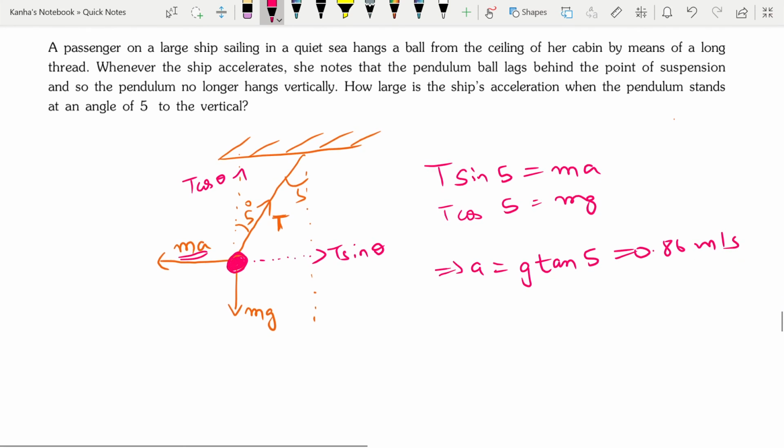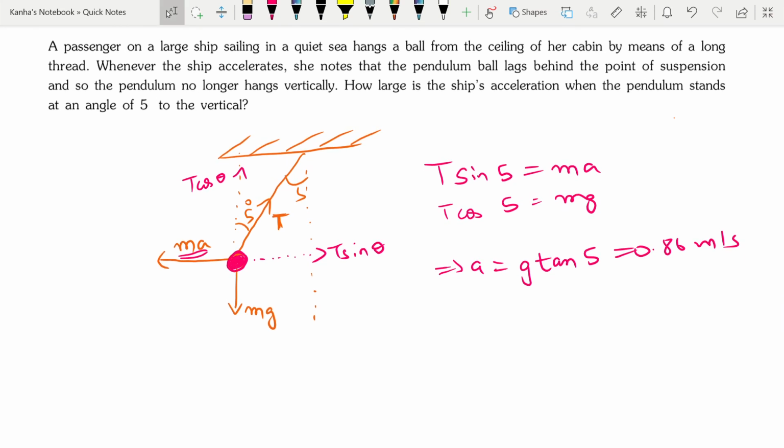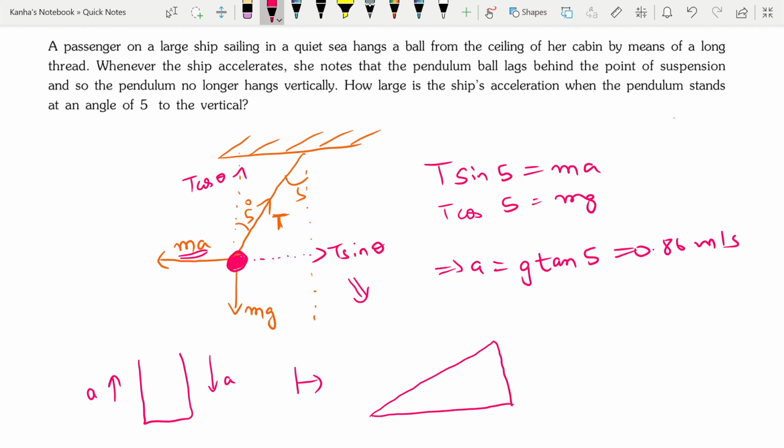Note that many questions of this sort can come. One of the questions is a man in a lift where the lift is going up with an acceleration a, or going down with an acceleration of a. Another type of question that has appeared previously is a variation of this pendulum question, in which there is a wedge over which there is a cart. Inside the cart there is a pendulum hanging. Then you need to find the acceleration of the body. But this is a similar thing.